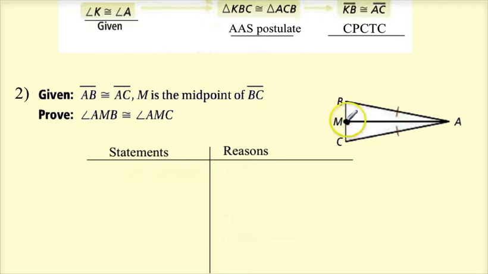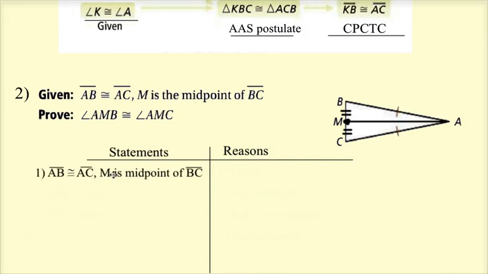And if M is the midpoint, then it's cutting BC in half, so I can actually mark that also. So this half right here, MB, is congruent to this half right here, MC. And since I already used one slash mark for the other two sides, I'm going to use two slash marks here. And we'll start to write that in our proof and then see what else we can come up with.